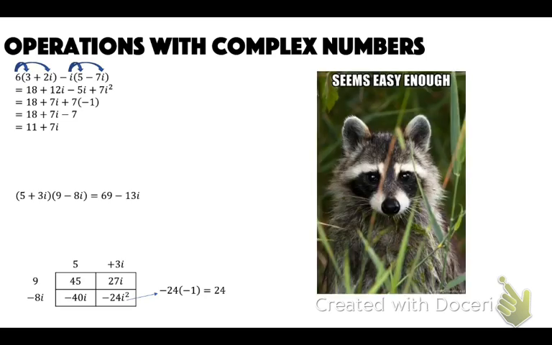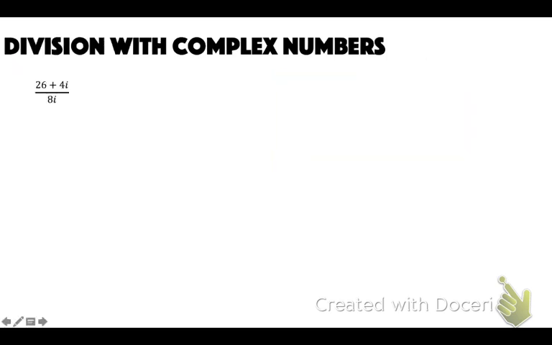Cool? Seems easy enough. Okay, division with complex numbers. So when you're doing division, it's a lot like when we were doing it with radicals. We have to rationalize the denominator. We have to get that i out of the denominator. Okay, we don't like it in the denominator. It makes things a little tougher for us. So to do it, I'm just going to multiply by i over i, because that's going to get me an i squared, which will now make that a negative 1.